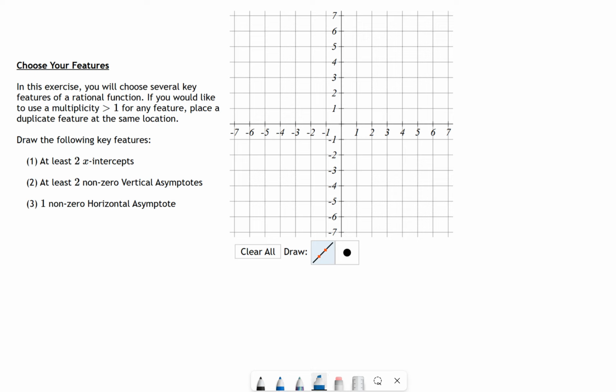Now, let's start with the x-intercepts. I'm going to just place them here at -2 and, I don't know, right here at +1. Keep it simple. And then the next thing it wants is 2 non-zero vertical asymptotes. So I don't want a vertical asymptote like right up here. Let's not do that. Instead, I'm going to put these vertical asymptotes at -4, and over here, let's mix it up, put them over here at -6. Okay, there's my 2 vertical asymptotes. Doesn't matter where you draw it, as long as it's not at x = 0.